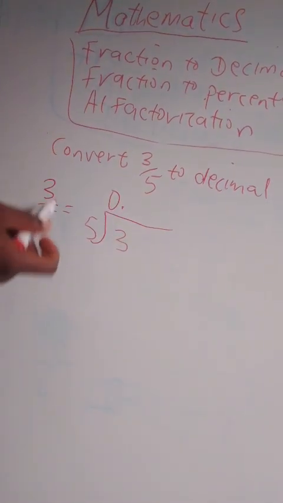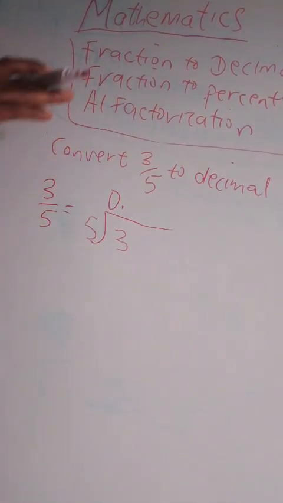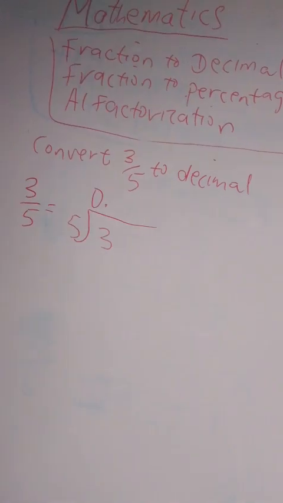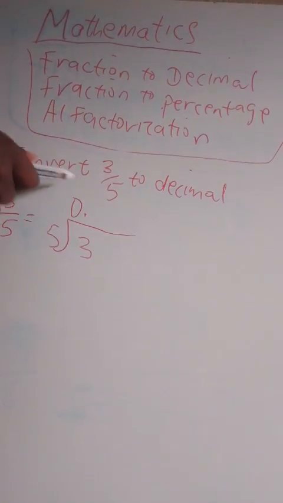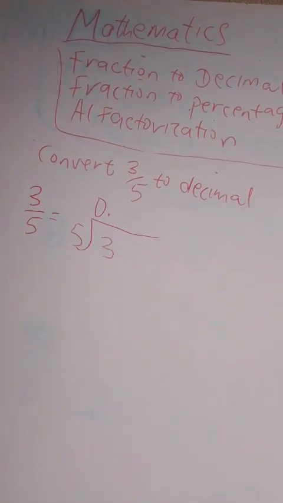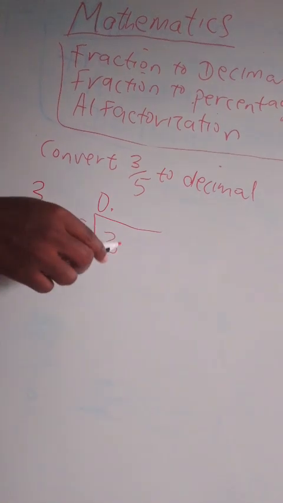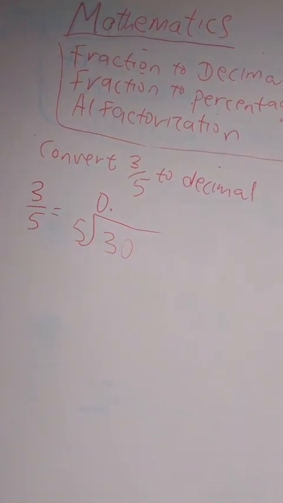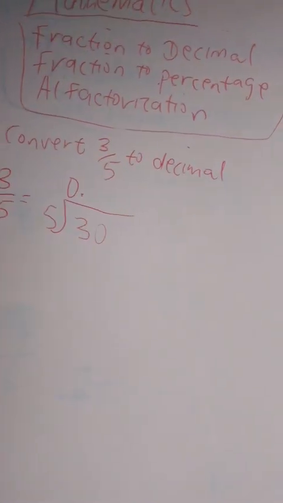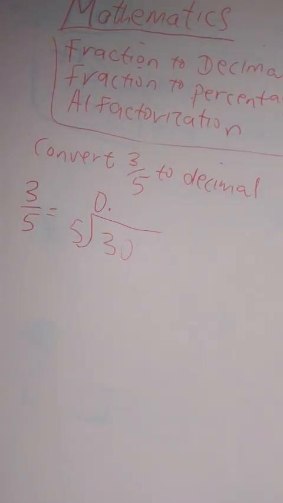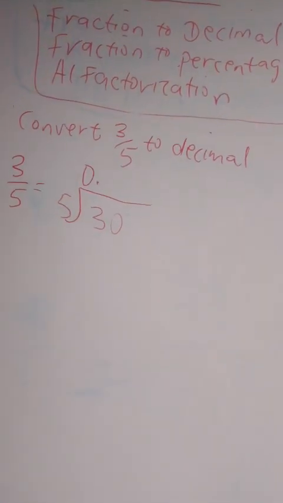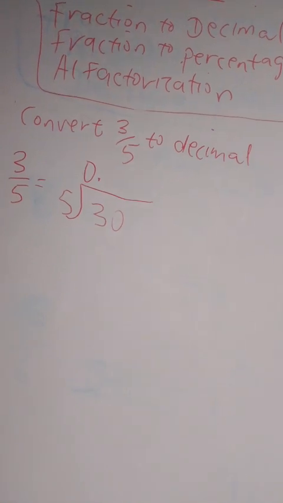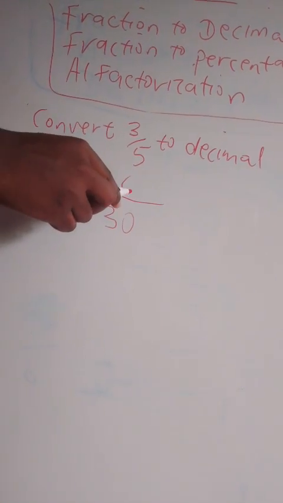So whenever you divide any number and the number is smaller, you just put 0 points at the top. So then you add 0, this 0 now, add 0 here. The reason why you're adding the 0 is to make it divisible, so that you can divide 30 with 5. So 5 divided 30, you press into your calculator or you calculate it with your head. But what you're going to get is 6.